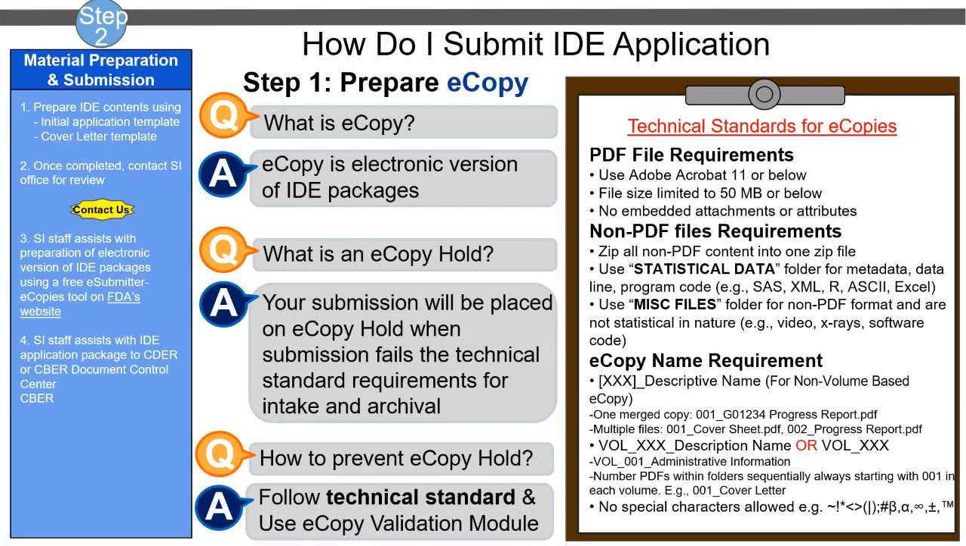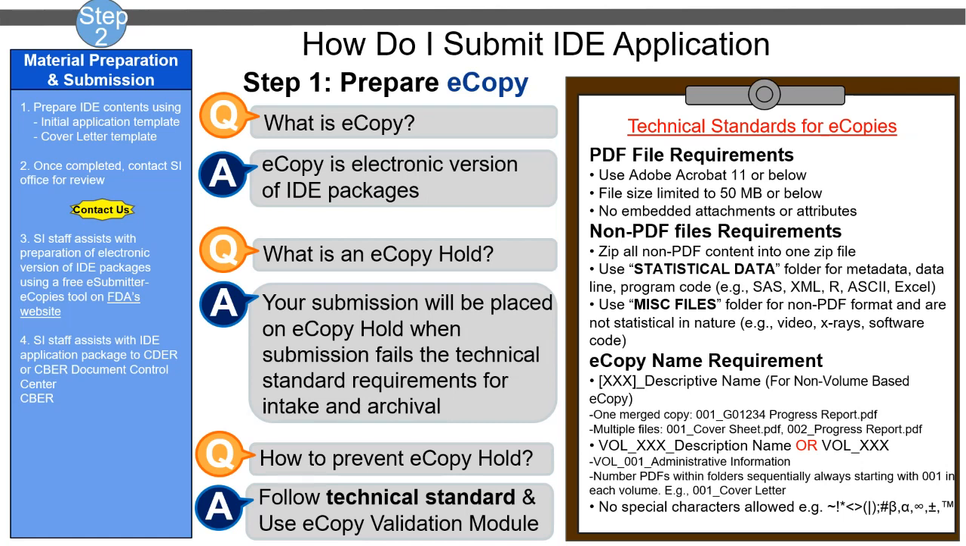Three elements need to be met for technical standard requirements: the type of document file, the document size, and document naming convention. RSO can assist in checking all of these. IDE documents can be Adobe or PDF files version 11 or lower, with the total size of all the PDF files together not exceeding 50 megabytes.